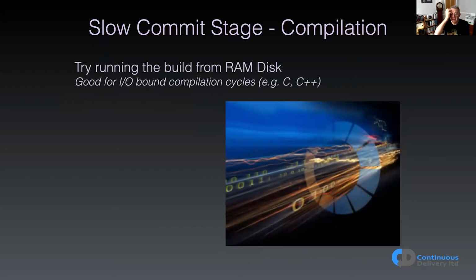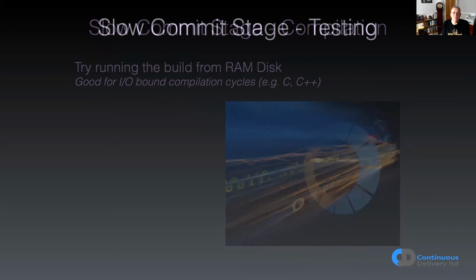Try running the build from RAM disk. I mentioned this already. This is good for some kinds of technologies, particularly those that are disk bound. RAM disk still has a higher bandwidth than most SSDs, so certainly use SSDs rather than spinning rust disks if build performance is an issue. But RAM disks can give you a bit more of a step forward because they are less I/O bound. So this is an opportunity potentially to speed things up.